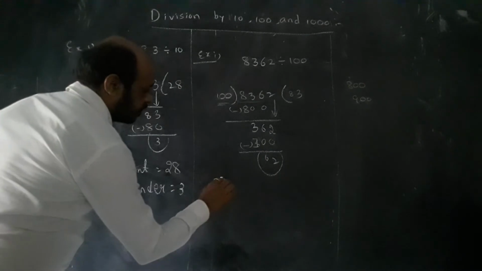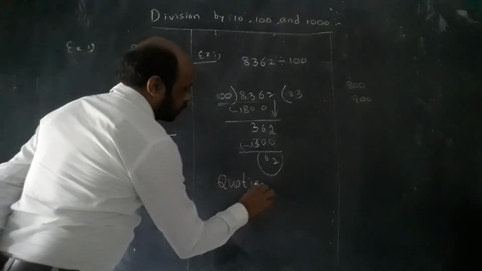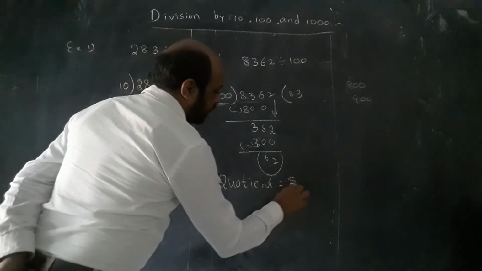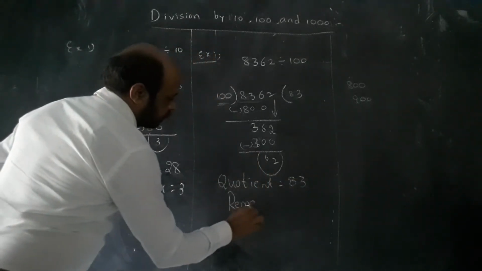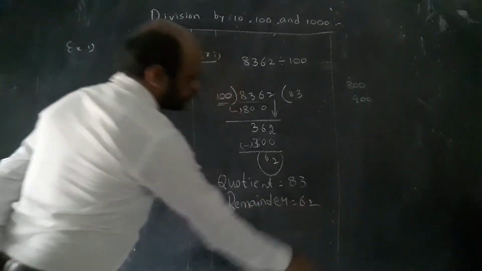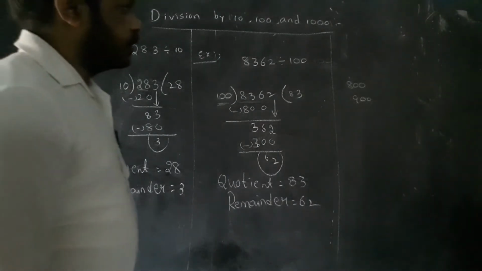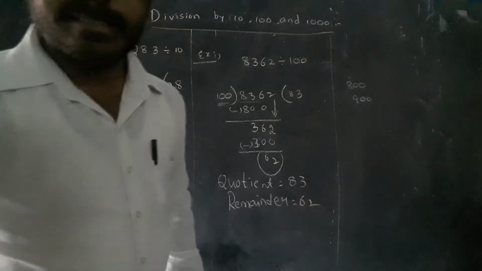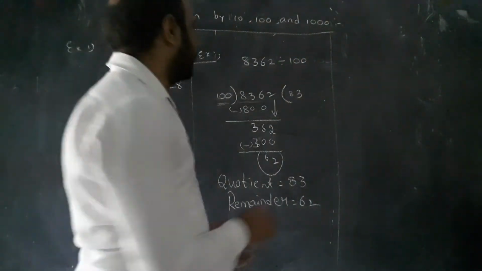division. The coefficient is equal to 83, we got. Here the remainder is 60. Okay, the remainder is 60. Next, in this next question, divided by thousands and explaining.